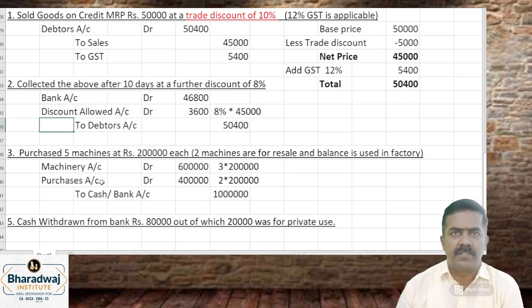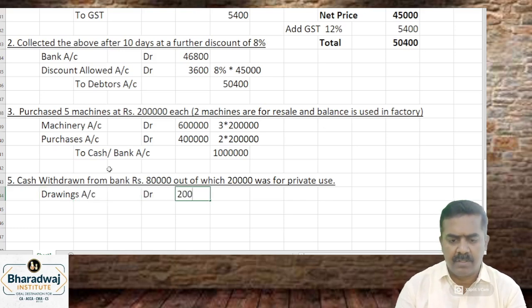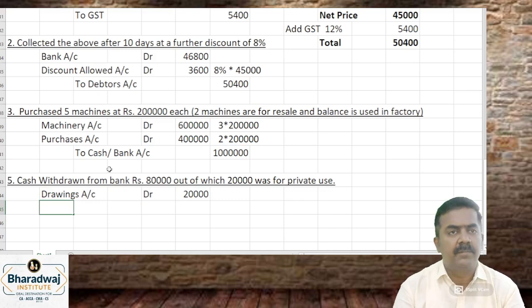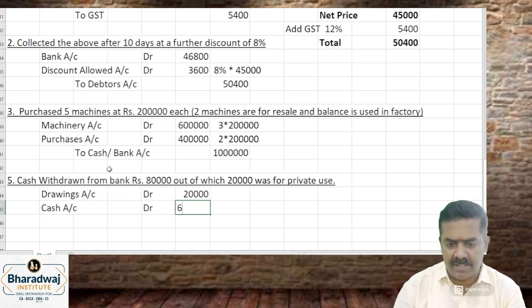What is the entry you will pass? Whatever is used for personal purpose, drawings account debit, how much? 20,000. Then cash account debit, 60,000. To credit the giver, bank account, how much? 80,000.